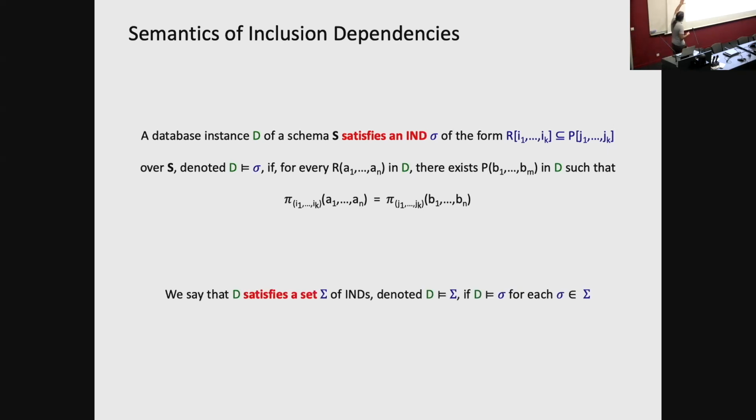All right, so this is how we define the meaning of inclusion dependency. When a database satisfies an inclusion dependency, and again, we say that the database satisfies a set of inclusion dependencies, using the same notation, if the database satisfies every single inclusion dependency in that set.